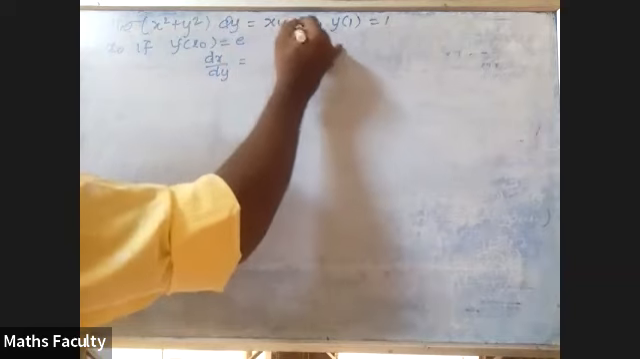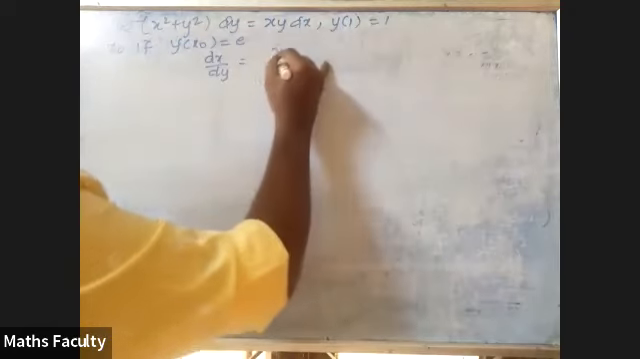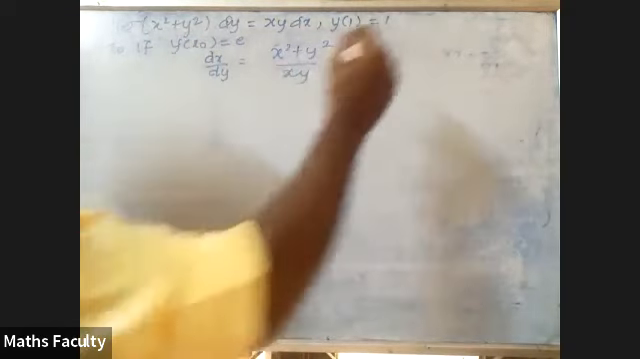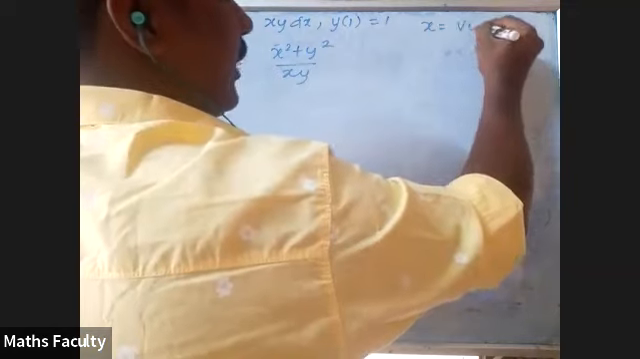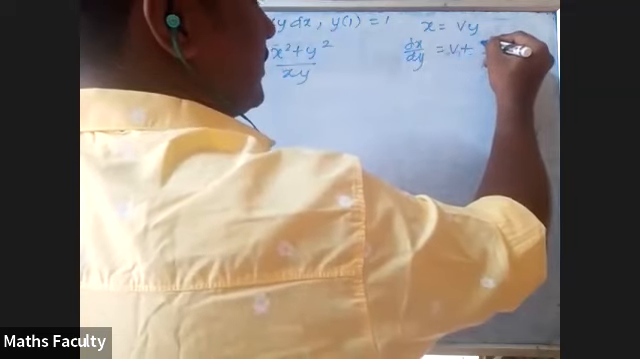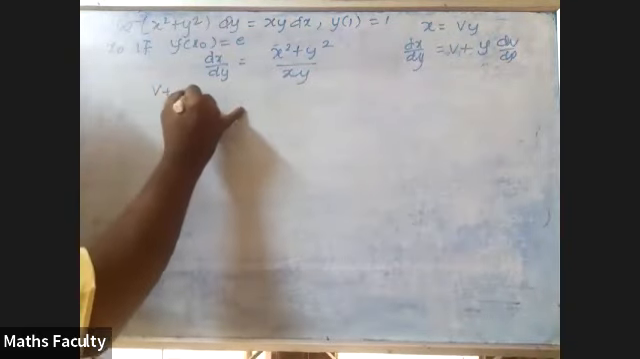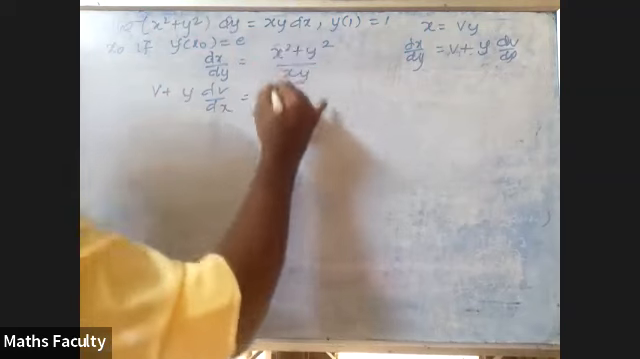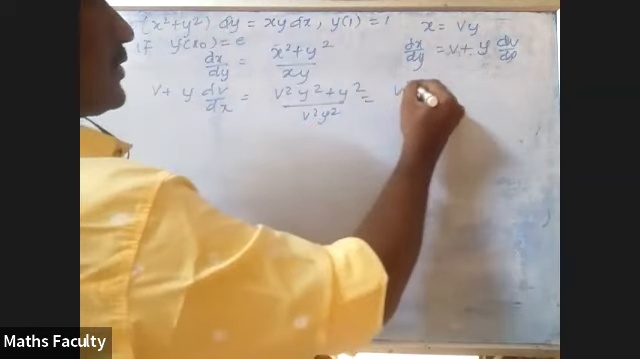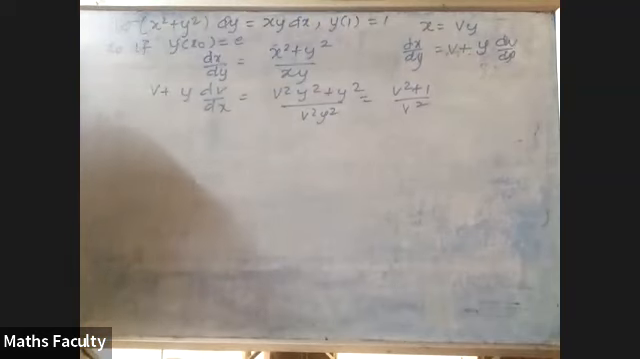Which is equals to dx by dy, means we can write this as x square plus y square divided by xy. Now this is in the form of homogeneous in terms of dx by dy. Therefore you have to take x is equals to vy. Then dx by dy is equals to v plus y into dv by dy. I can write this as v plus y dv by dy is equals to v square y square plus y square divided by v square y square, which is equals to v square plus 1 divided by v square. I can write this as v square plus 1 divided by v square plus v square.